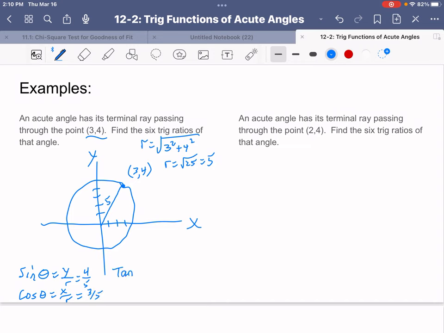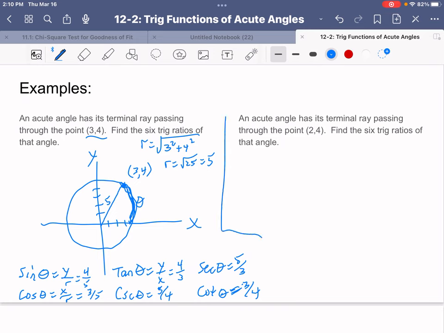The tangent of that angle, theta, rotating around that far, is equal to y over x, so I guess that's 4/3. Cosecant is the reciprocal of sine, so cosecant is 5/4. Secant is the reciprocal of cosine, so 5/3. And cotangent is the reciprocal of tangent, so 3/4. So to practice memorizing your 6 new trig functions, you'll see problems like that.